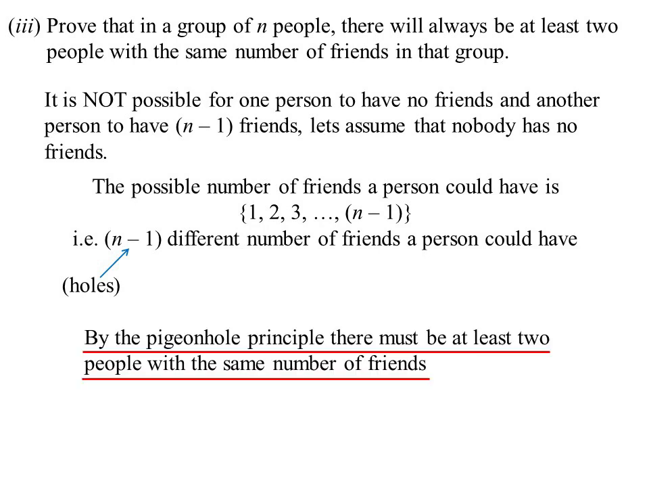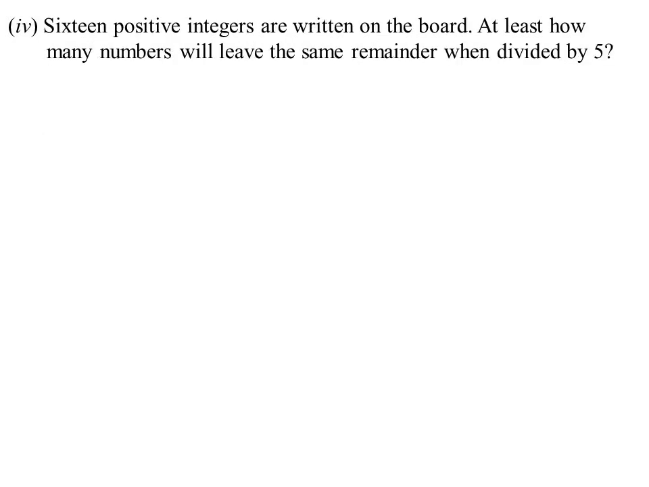Well, by the pigeonhole principle then, there must be at least 2 people with the same number of friends, because remember, we've got n people. There's n people, n-1 holes, then someone must go in 2 containers. Sorry, there must be 2 people that go in the same container, in the same pigeonhole.